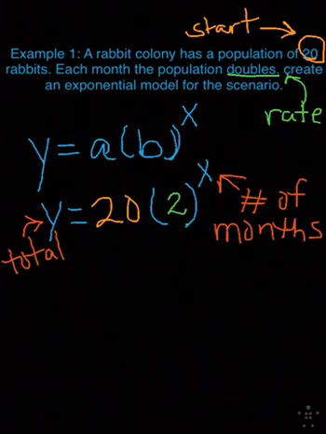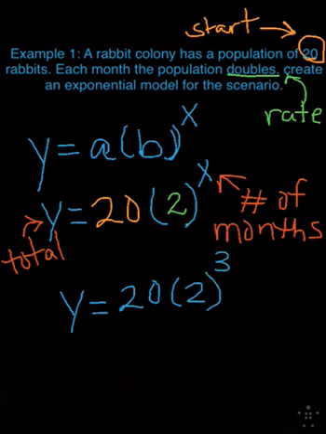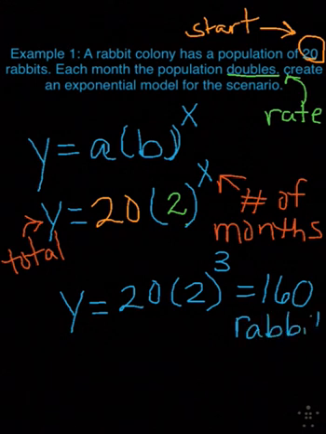So let's say I want to find out how many rabbits there were in 3 months, right? So I would take my equation, y equals 20, parentheses 2. But I want to know for 3 months, I'll make my exponent 3. Just put that in your calculator to get your value. Remember, order of operations, do not multiply that 2 with that 20. You will get the incorrect answer every time. So in 3 months, that rabbit population would be 160 rabbits.